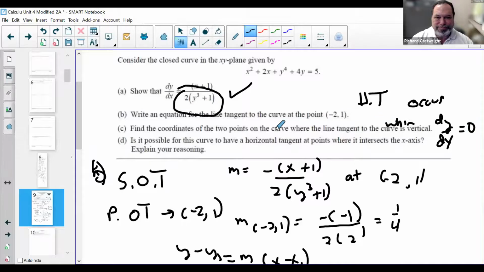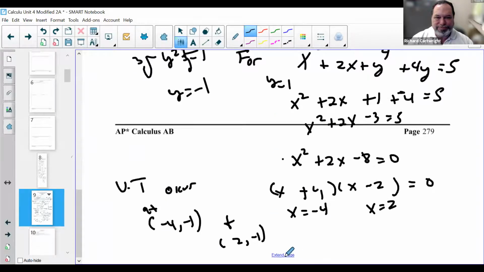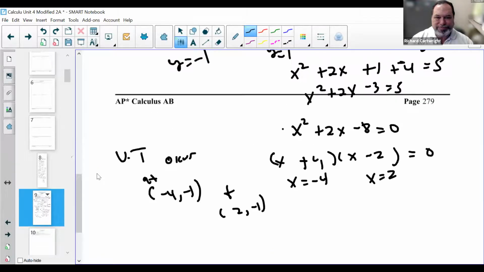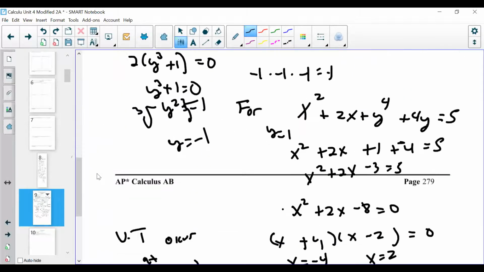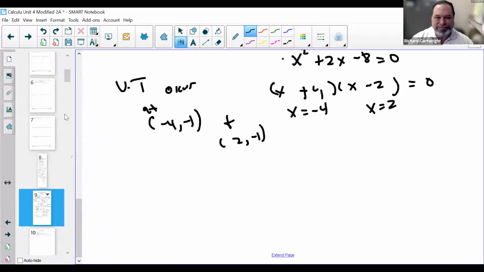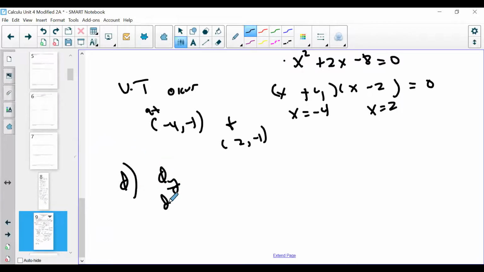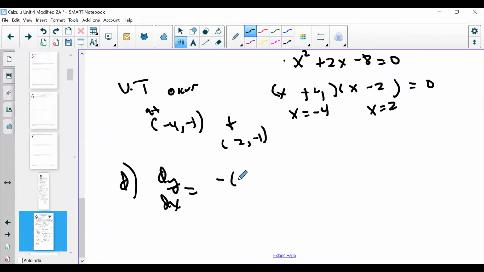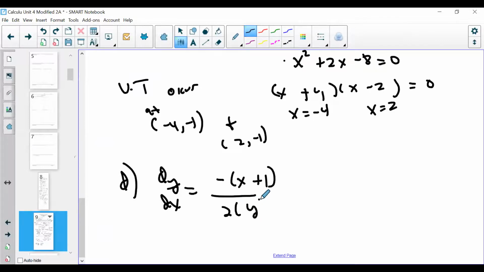So my derivative, who was helping me? Was that Annette or Alyssa? I don't know who was reading to me a minute ago. Who was reading me the equation before? Oh, it was Susanna. Susanna, read me the derivative again. So dy/dx, you said negative parentheses x plus 1, over 2 parentheses y cubed plus 1.